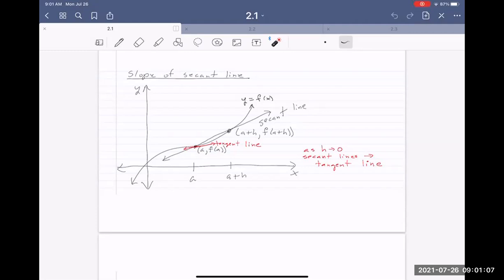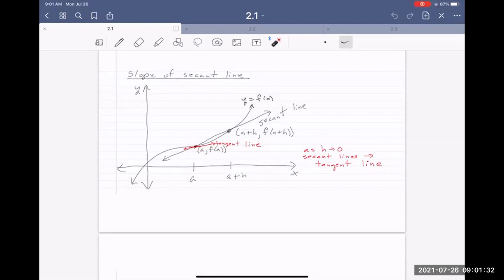Well, suppose the 2 points are as follows. a, f of a, and a plus h, f of a plus h. So I'm just going to look at the value of f when x is a and when x is a plus h.